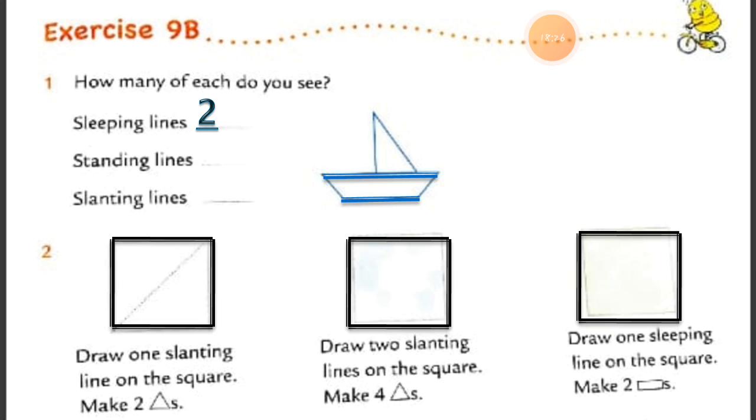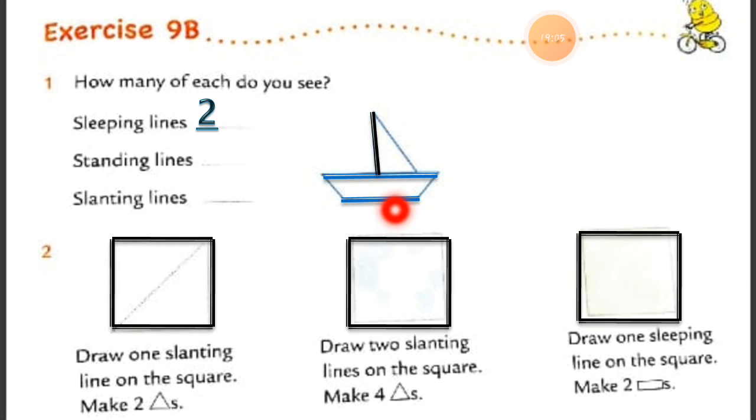Now we have to find out how many standing lines are given in the picture. What do we have to find out? How many standing lines are given in the picture. So just try to find out how many standing lines are given. Where is the standing line in this given picture? Yes, here it is. See, I just overwrite that standing line with the black color.